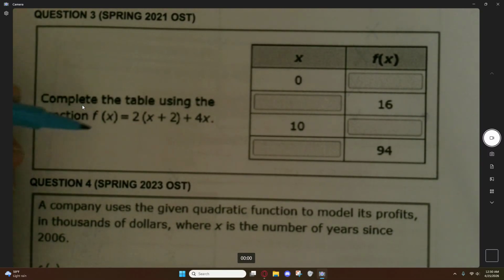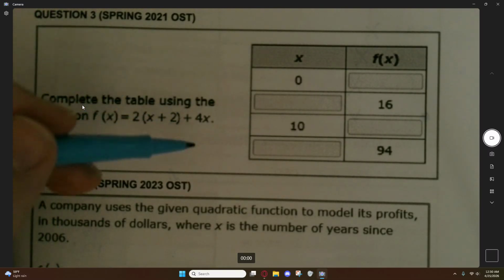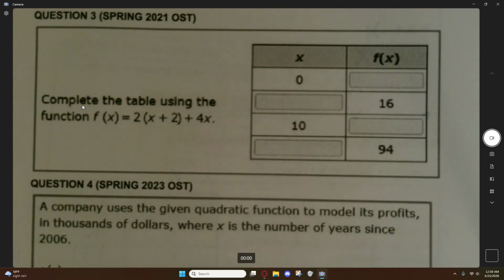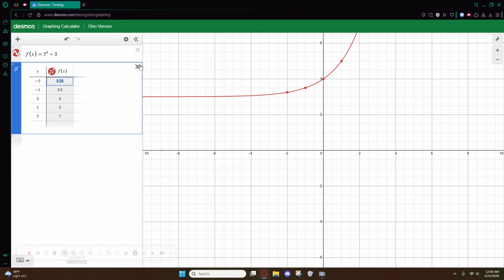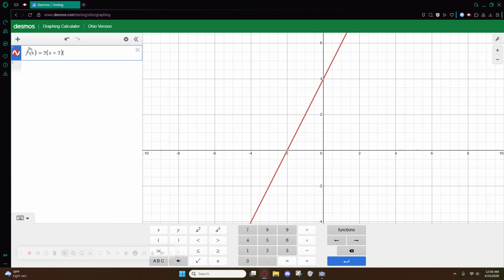Complete the table using the function f of x equals 2 times x plus 2 plus 4x. They give us this table here, so I'm going to do the Desmos version of this today. So we're going to do our equation f of x equals 2 times x plus 2 plus 4x. Because I could go through the work of doing the distribution, the combining like terms, all that fun stuff, or I could just have Desmos do my heavy lifting.